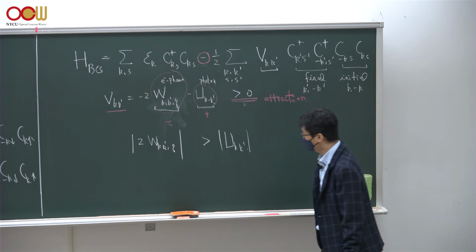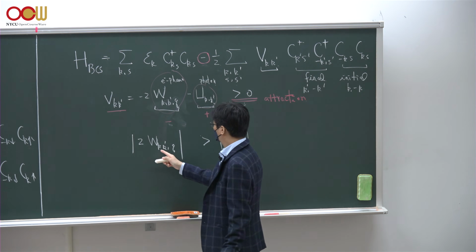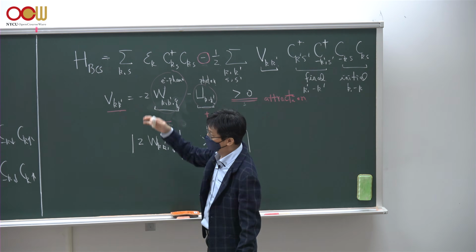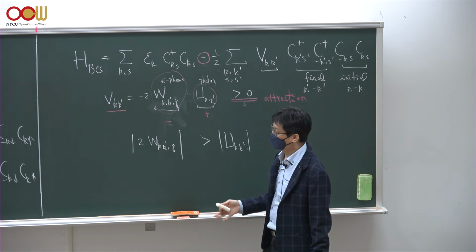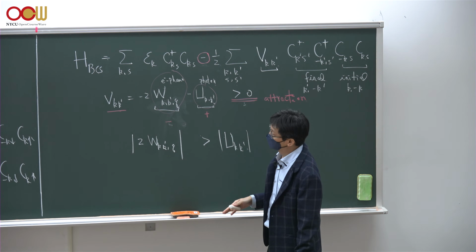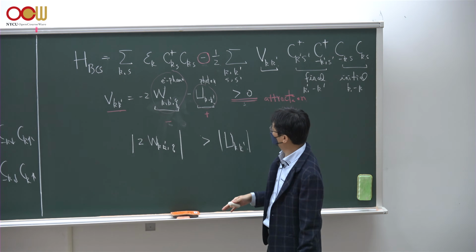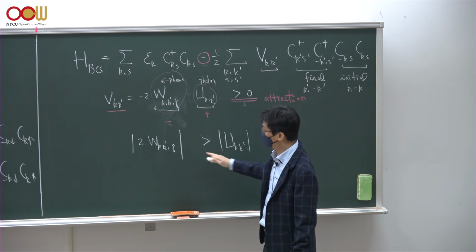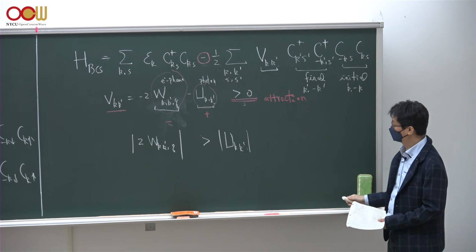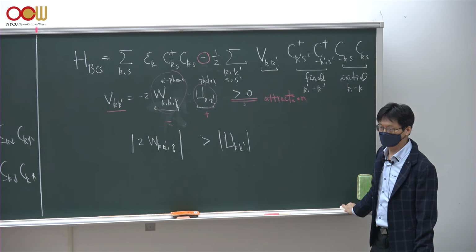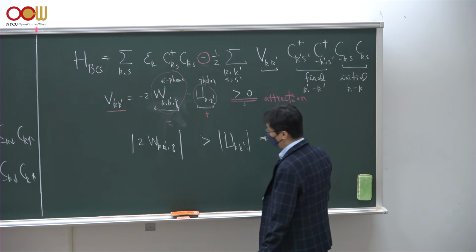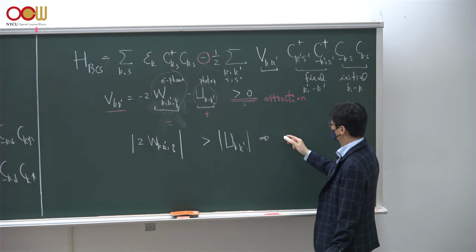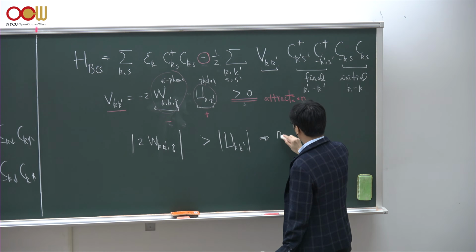Okay? And this is indeed the case, as I mentioned, when both K and K' are very close to the Fermi surface and they follow the Cooper pairing mechanism. And for sure, the size of the electron-phonon mediated matrix element W should be larger than the size of the Coulomb term. All right? So this is a fact.